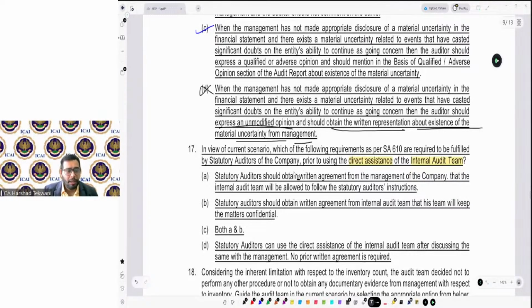Like the company's statutory auditor wants to use direct assistance of the internal audit team. Now, prior to using the direct assistance, which option should they choose, like which requirements do they need to fulfill before taking the direct assistance?